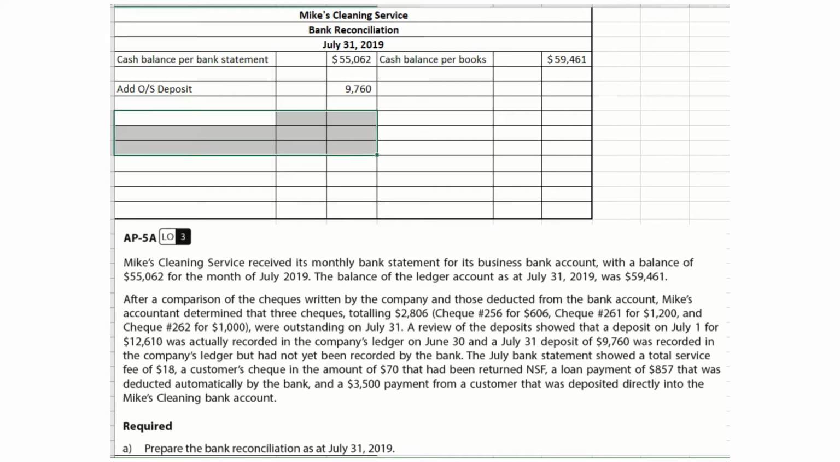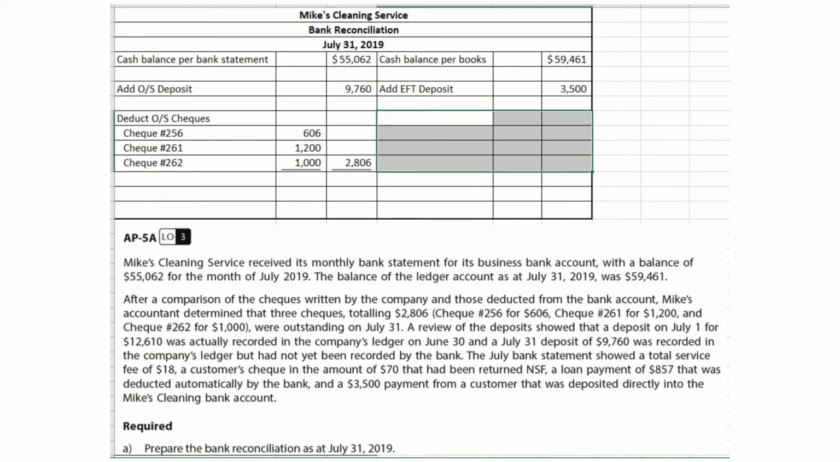On the bank statement, we were also told that there were 3 outstanding checks, which total $2,806. On the general ledger side, we were told that there was an EFT deposit from a customer, so we need to add that to our general ledger.